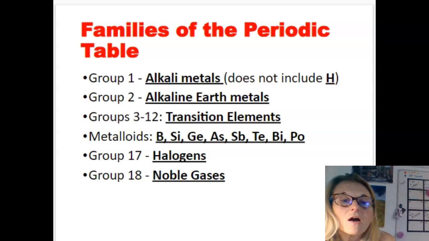Then we have our metalloids, which are a specific group listed right here that run along the staircase that separates metals from nonmetals. Group 17, which is our second to last column, are the halogens. And the very last column, group 18, are our noble gases. And we will be doing an activity to learn more information about those specific elements when we're in class.